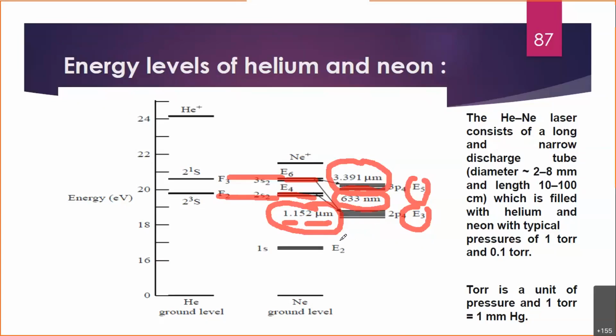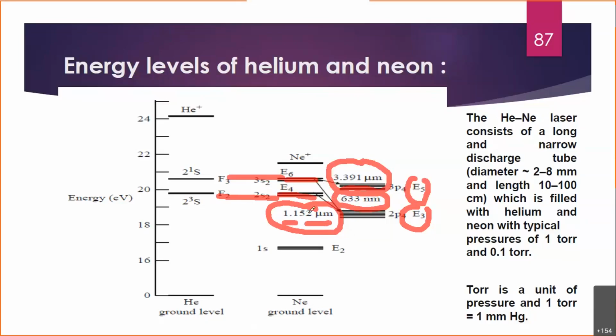Yes, E3 has more wavelength than E4. You need to see the energy level difference. If it is from E6 to E3, the energy level difference is large, and if the energy difference is large, that means the wavelength is smaller. So you are getting a small number, 633 nanometer. But at the same time, if you see E4 to E3, this energy level difference is small compared to E6 to E3, and that is why you are getting a larger wavelength compared to that.